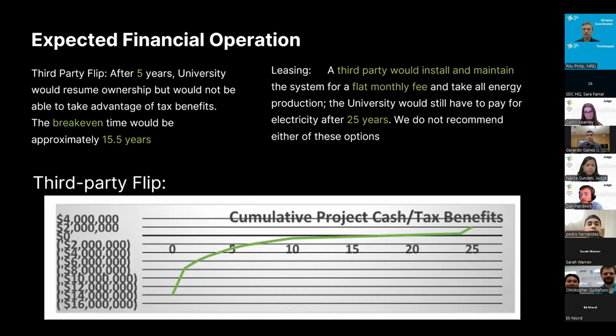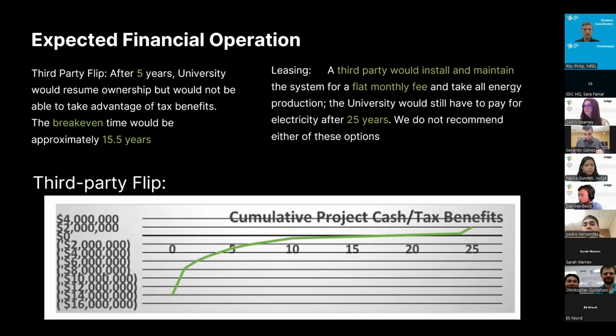My name is Pedro Hernandez, and I did the finance. Our group came up with 3 options to pay this whole project off. Our first option was the third-party flip. After 5 years, the university will resume ownership, but will not be able to take advantage of the tax benefits. The break-even point will take about 5 years, as you can see in the graph below.